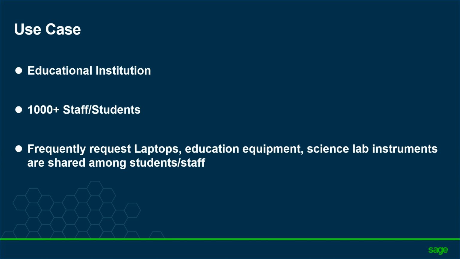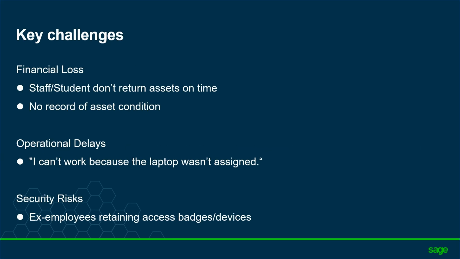We have one client in education. They have more than 1,000 staff and students who frequently request for the education equipment. They cannot track the asset status efficiently with the manual process, which causes the assets or equipment to not be returned on time and causes operational delays or security risk.